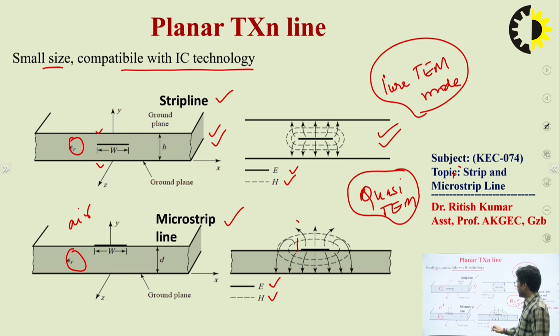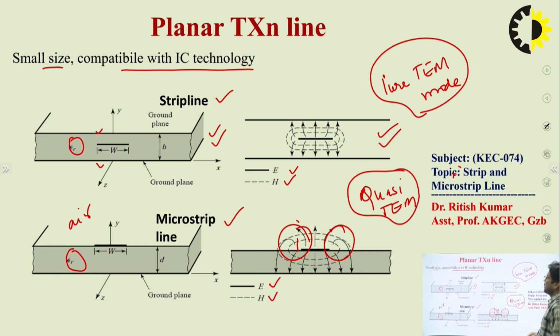So as you can see here, the solid line is representing the E field and the dotted line is representing the magnetic field. So, solid line, you can see here some part of the electric field goes into the air, and this field is known as the fringing field, which is helpful in the radiation case.